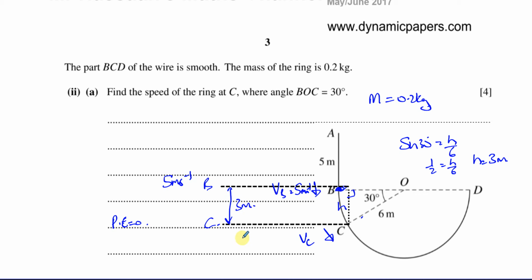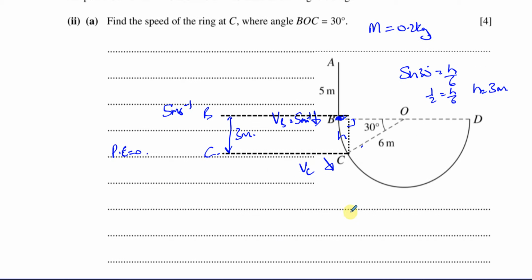So I can use my conservation of energy. It's a smooth ring, so there's nothing apart from the weight which is affecting it. There are no external forces acting. So I can say that the kinetic energy of the system at B plus the potential energy of the system at B is going to be the same as the kinetic energy of the system at C plus the potential energy of the system at C, where that's the start and that's the end of the journey.